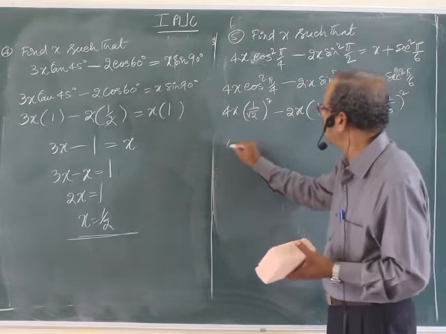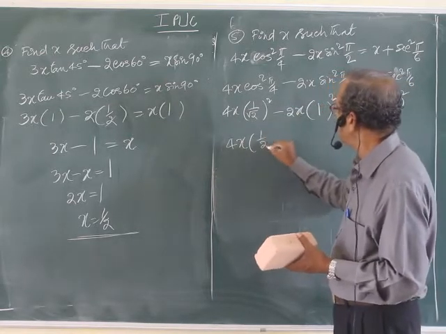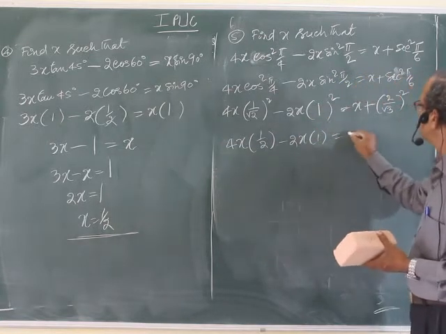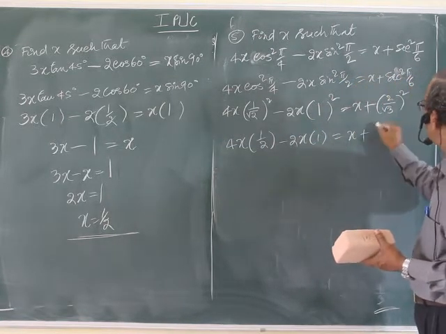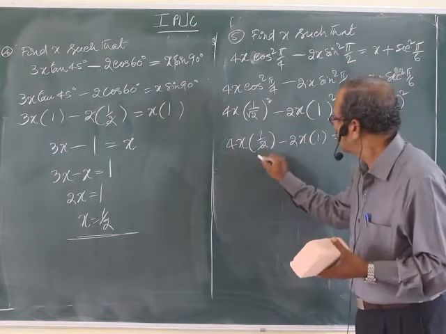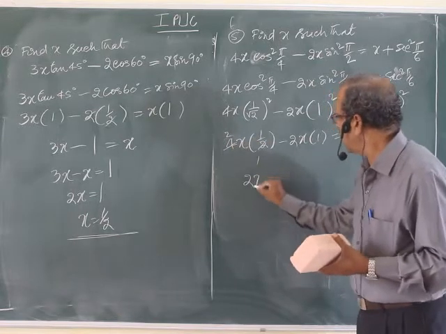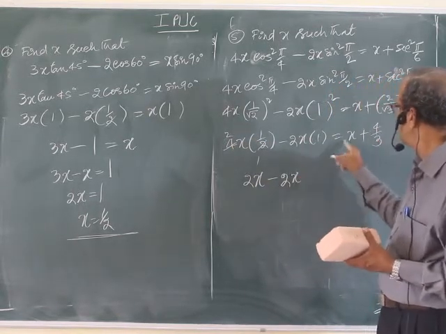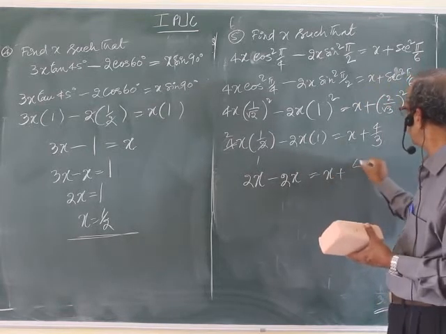Correct. So 4x 1 by 2. 2x into 1 square is 1. x plus 4 by 3. 2 by root 3 whole square. 2 square is 4, root 3 square is 3. 2 1s are 2, 2 2s are 4. 2x minus 2x equal to x plus 4 by 3.